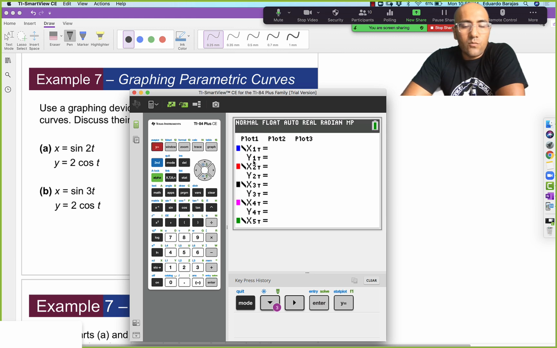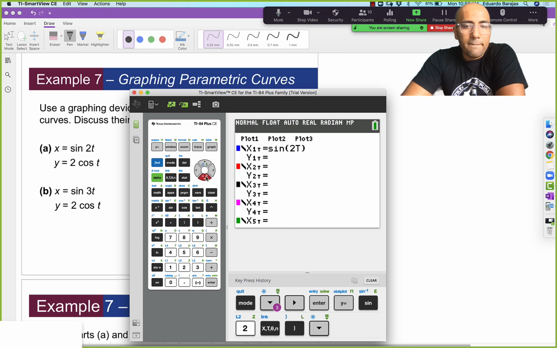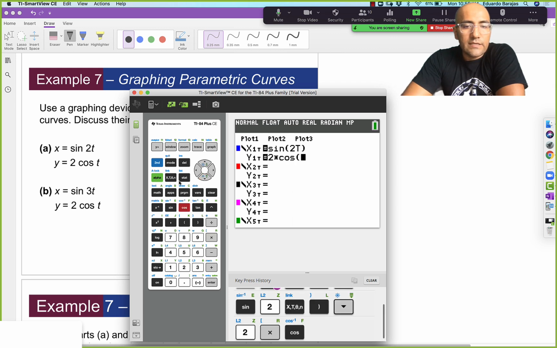Now if we go over to y equals, it'll give you an x sub 1 and y sub 1 of t for each little grouping. You need a separate equation for the x-coordinate and for the y-coordinate, and they're both going to be functions of t. So for the x-coordinate, let's type in sine 2t. The same button that used to give an x, and later a theta in polar, now gives a t, because the calculator knows you're in parametric form. Now we want 2 times cosine of t.